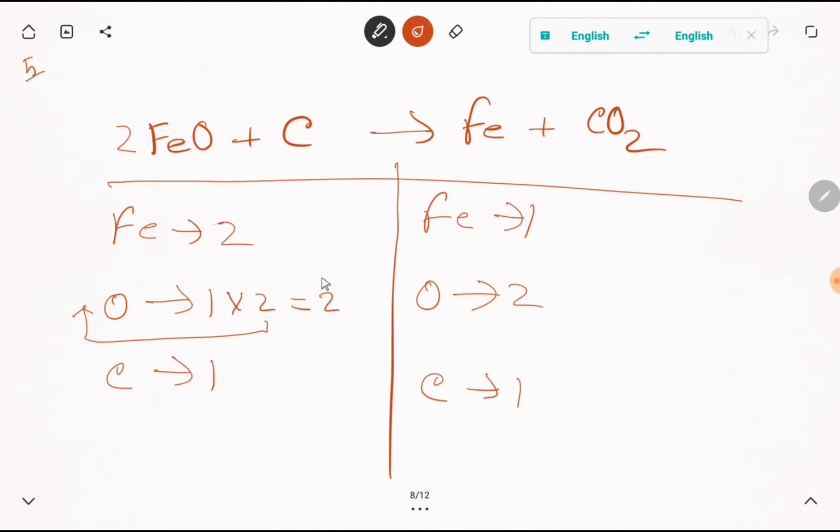so iron 2 2, iron here 2 but here 1. So to balance the iron what can I do? I can multiply here by 2, that gives me 2. These 2 must come before this iron, that is here. Oxygen 2 2, carbon 1 1. So everything is balanced. So you can say that this is the balanced reaction. At last you can replace this arrow sign by equal sign, right? Okay, let us consider another example.